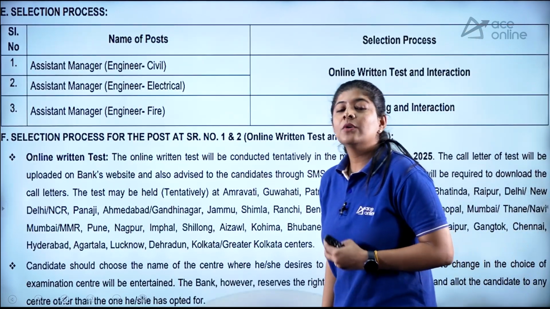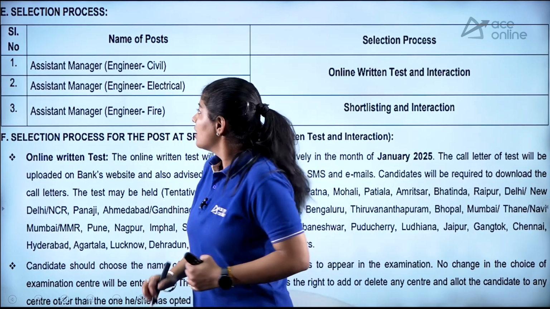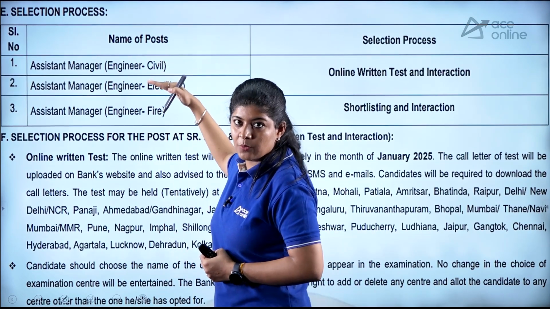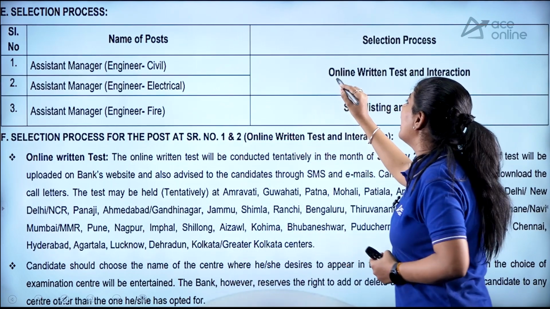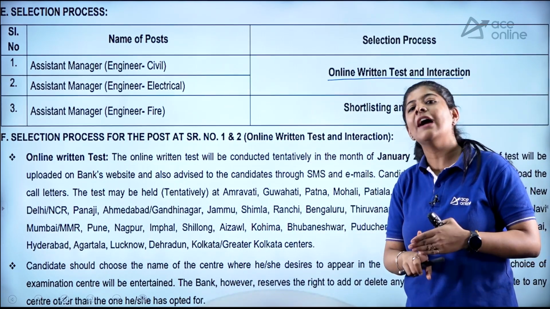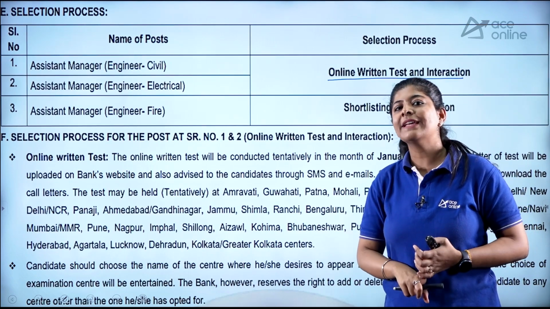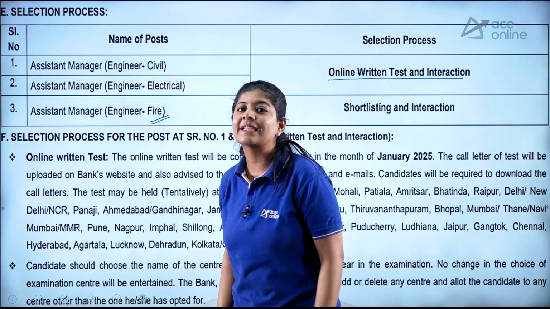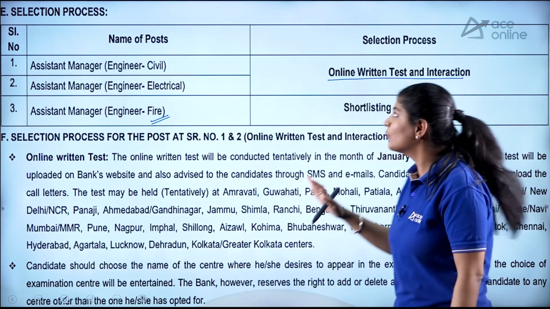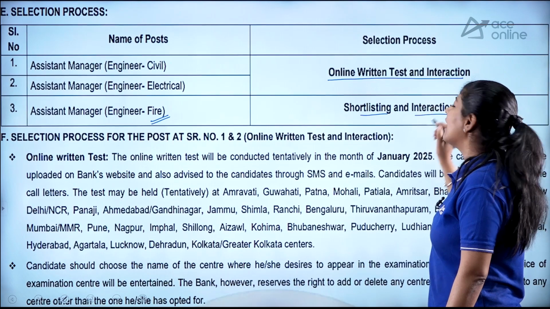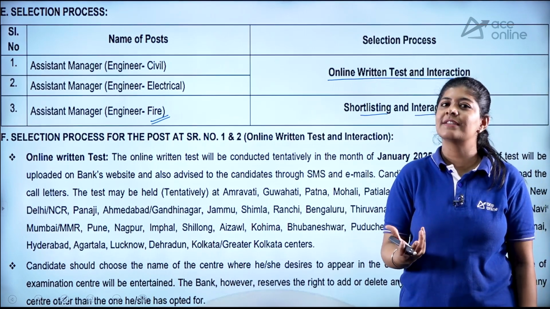Now let's talk about the selection process. If you are going to write the civil or the electrical one, you have to write the online written test first, and after that there's an interaction, or we can say an interview, right? But if you belong to the fire category, you are not going to write any online test in this one. There's only the shortlisting, and after that there's an interaction.